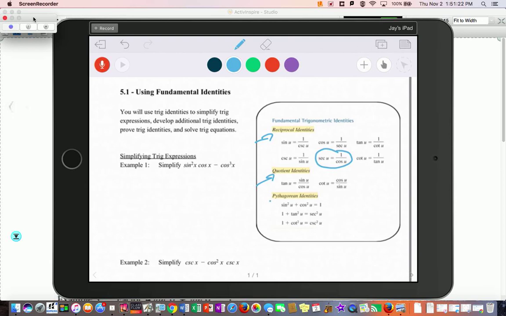And there are 3 Pythagorean identities. Each one, though, could be switched around. So for instance, you could take the cosine squared to the other side, and that would leave sine squared of u is equal to 1 minus cosine squared of u. We don't write all of them out, but I refer to those as rewrites. So you go back and grab the Pythagorean identity, and you may have to move one thing to the other side.